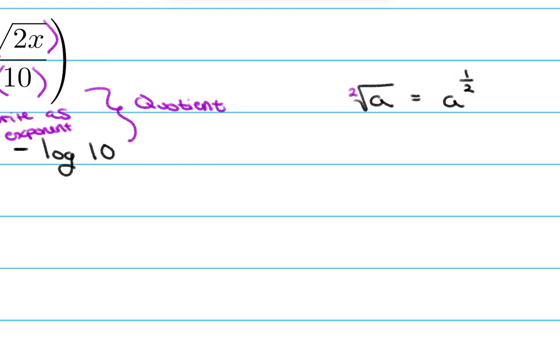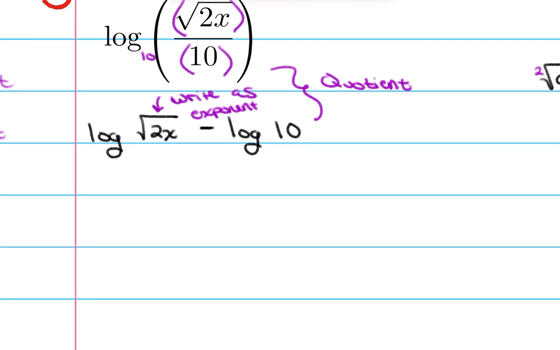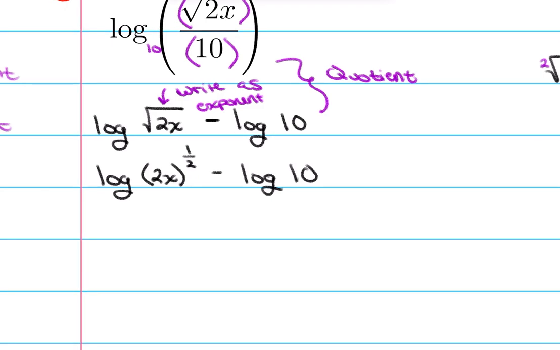So I'm going to just rewrite this guy as the log of 2x to the 1/2 power. Again, I'm just going to copy the log of 10. All right. So I rewrote the square root as a power because there's no rule for radicals with logarithms, but there is a rule for powers. So we just have to change the way something looks. All right.